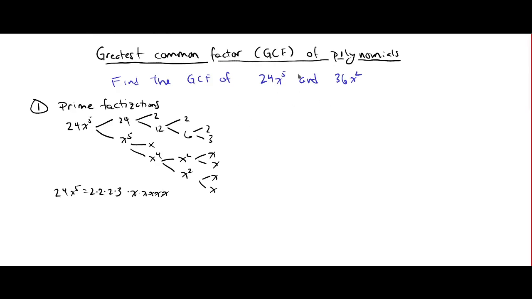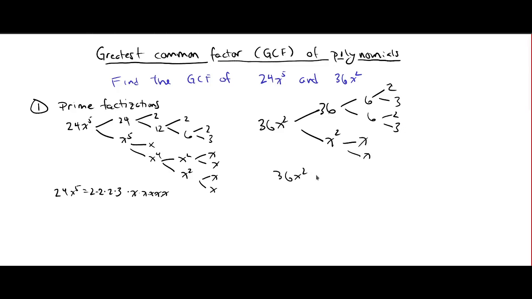And we can do the same thing for 36x squared. All right, so we can break off the coefficient and the variable part. 36 is 6 times 6, and 6 is 2 times 3. X squared is x times x, and we're done. So 36x squared, we've got 2 times 2 times 3 times 3, 2 2's, 2 3's, and then x times x.